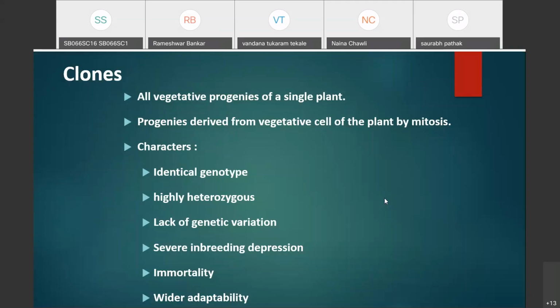The first one is the identical genotype. Identical genotypes, because the clones are obtained by vegetative or asexual reproduction, and in vegetative reproduction only mitosis division takes place. Generally the variation takes place due to sexual reproduction, mainly due to the segregation of characters and the recombination. But here the progenies are obtained from the vegetative cells by mitosis, and that's why all the progenies have the identical genetic constitution.